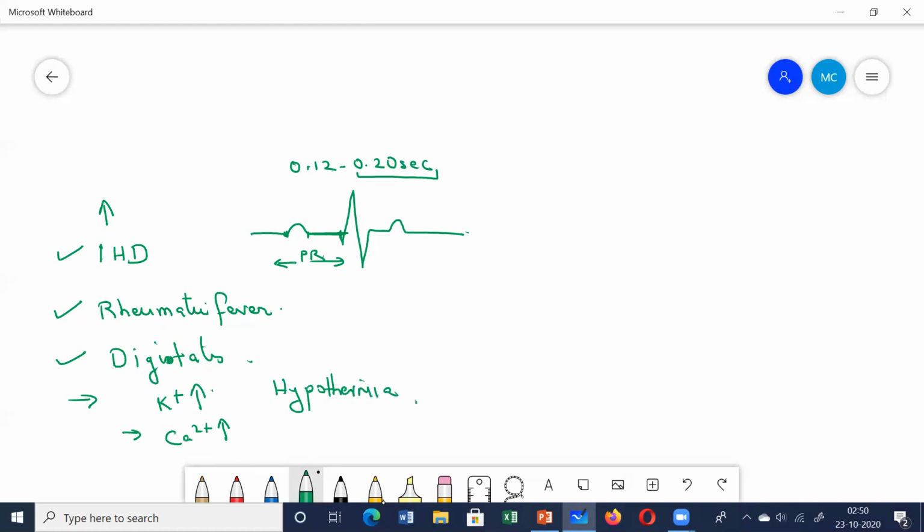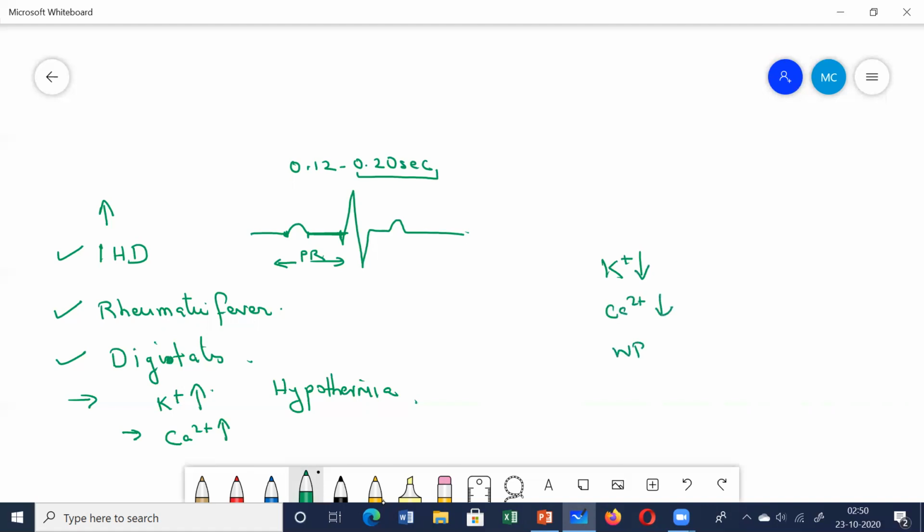And what are the conditions where there will be a short PR interval? The impulse will quickly travel from the atria to the ventricles, even faster than the time which it normally takes to travel. That is just the opposite of these. That is in case when the potassium levels are low, calcium levels are low.